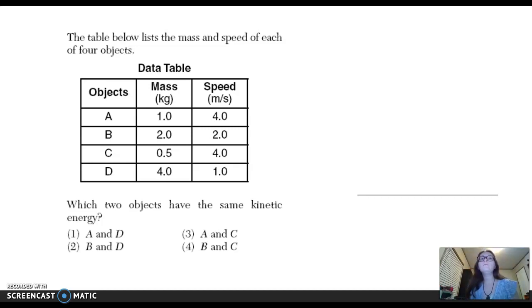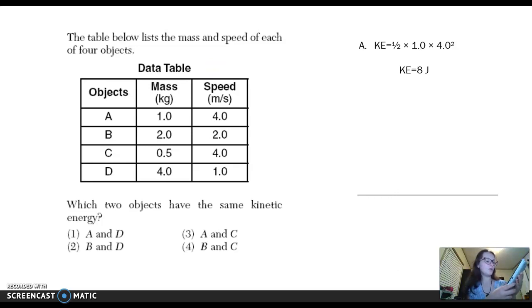So together we're going to try this one out. This is a table that has an object, its mass, and its speed. There are 4 objects, and we're going to find out which of the objects have the same kinetic energy. So we're going to use our formula, 1/2 mv squared, and plug it in one at a time. So for object A, 1/2 times 1 times 4 squared. And I get 8.